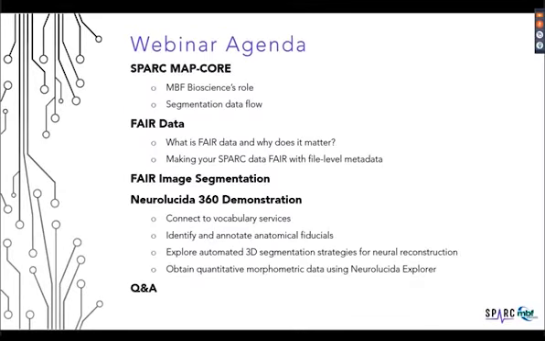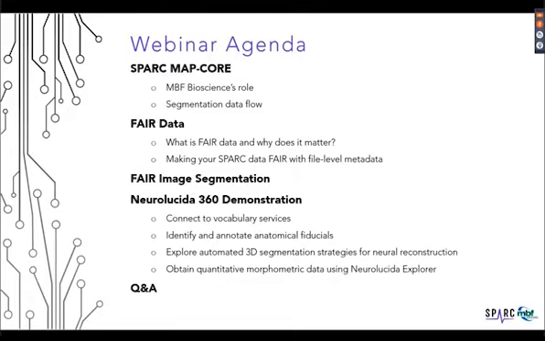Now I'm going to go over today's webinar agenda. Macy and I are going to start by telling you what MBF Bioscience's role is in Spark Mapcore and how we expect your data segmentation will move through the Mapcore pipeline. Next, we'll discuss FAIR data standards, why they matter, and how you can make your Spark data FAIR at a file level. Following this, we'll give a brief overview of FAIR image segmentation and how, with the features we've developed in our software, it can help enrich Spark data sets.